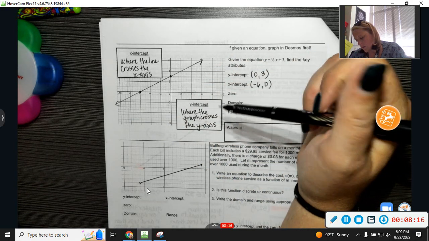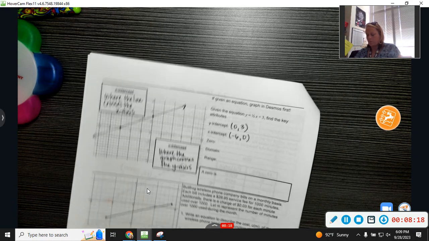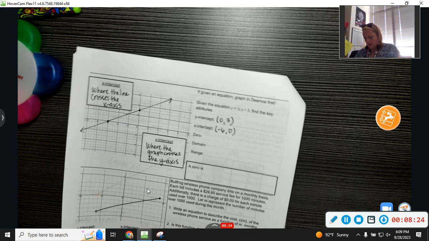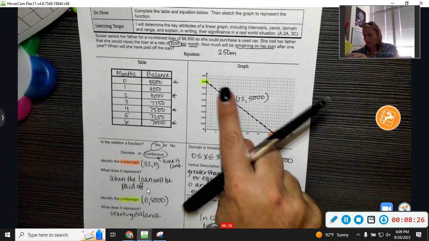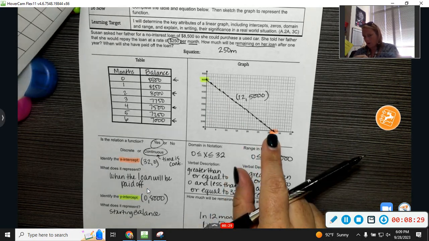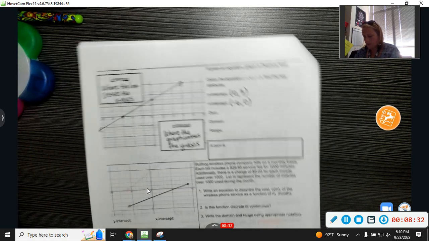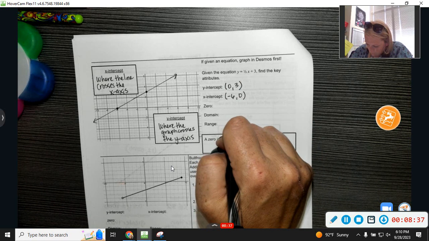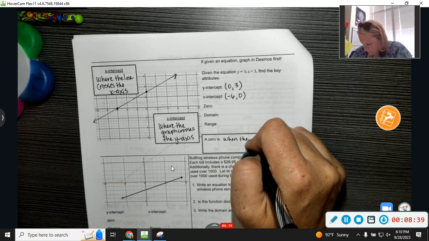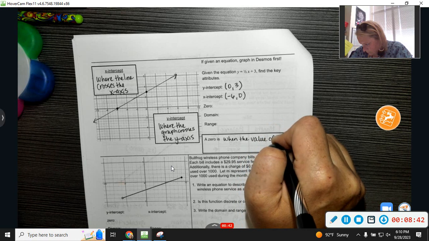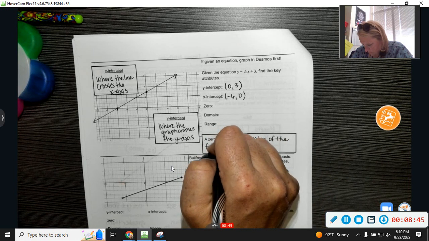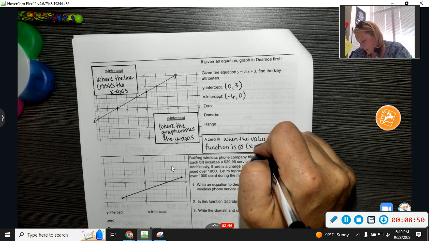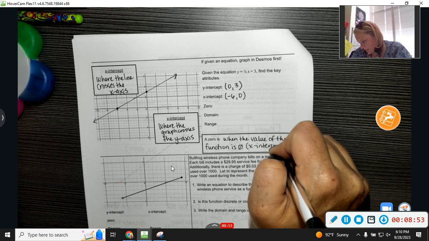And then the 0, think back to my loan. When did my balance become 0? If I look back over here, when did I have it paid off? It was at the x-axis. So my 0 is my x-intercept. I'm going to put in parentheses the x-intercept value.